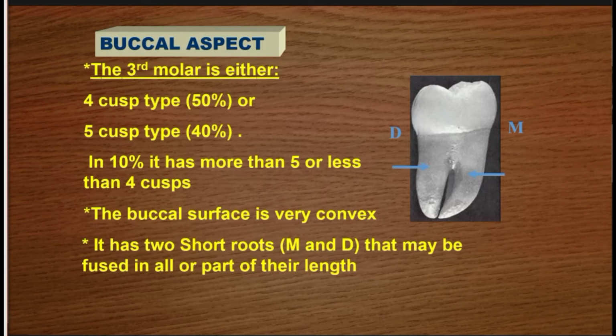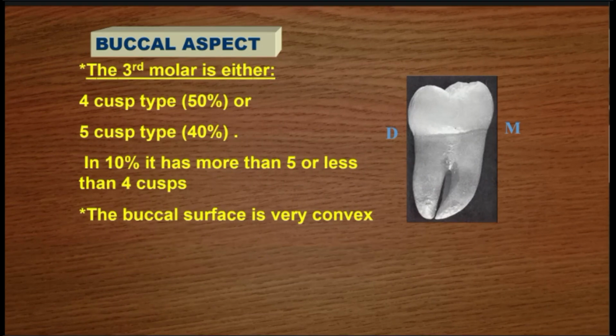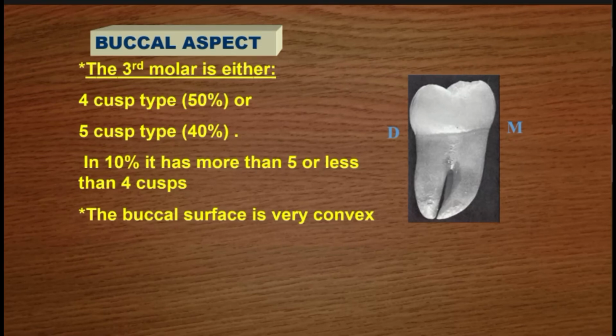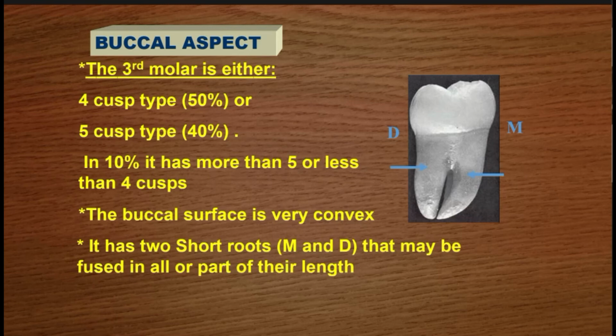The third molar is either 4 cusp type, about 50% of cases, or 5 cusp type, about 40% of cases. Then 10% of cases have less than 4 cusps or more than 5. The buccal surface is very convex. It has two short roots, mesial and distal, that may be fused in all or part of their length. Mostly they are very fused, or part of the root is fused and part is unfused.